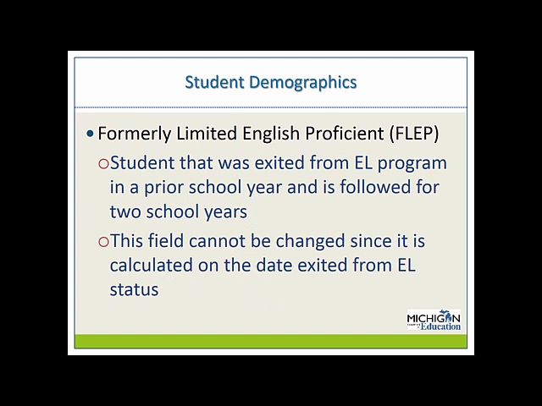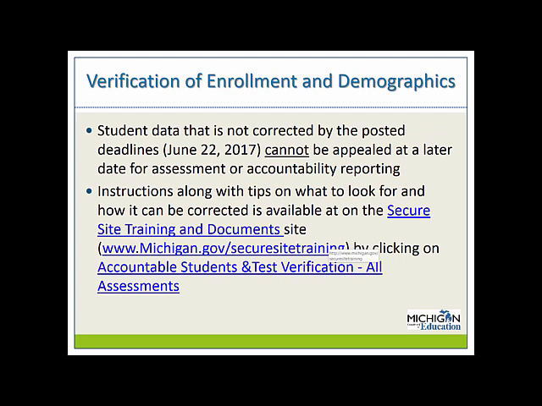A student who has exited from an English learner program in a prior school year is identified as formerly Limited English Proficient or former English learner. This designation remains for 2 school years and cannot be changed because it is a calculated designation based on the date exited from English learner status. Student data that is not corrected by June 22nd cannot be appealed at a later date.